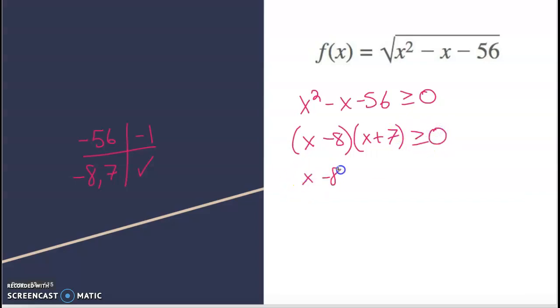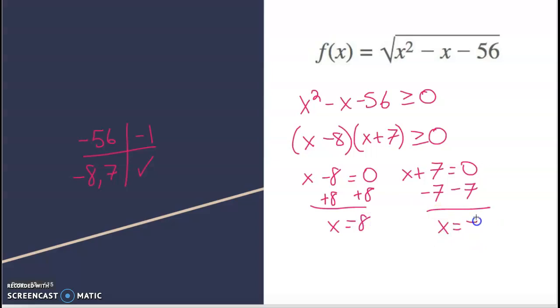Then I have to solve them individually. So I get x equals 8 as one of my solutions and x equals negative 7. And then for radicals, you want whatever is less than or equal to your lowest solution and then greater than or equal to your highest solution. So for my domain, I got x such that x is greater than or equal to 8 or, let's make that a legible or, x is less than or equal to negative 7.